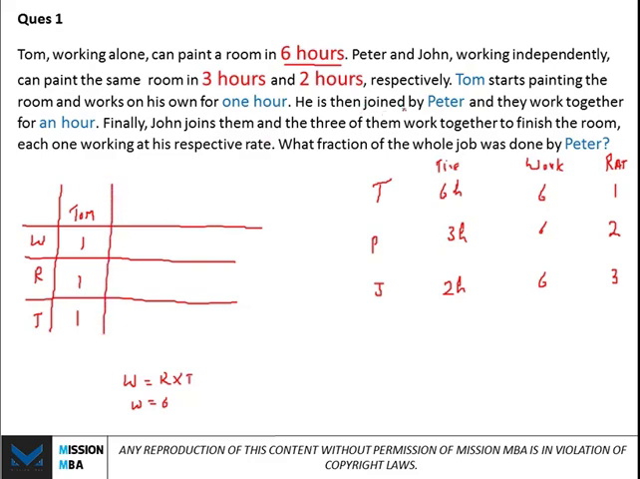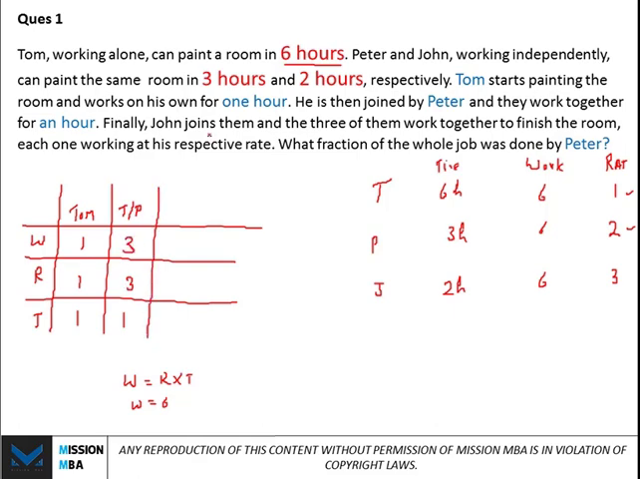What happens after that? After that, he is joined by Peter and they work together for another hour. So now we are again at 1 hour and now we are working with Tom and Peter. So write down here if you need it later for revision. So Tom and Peter, we have a rate now of 2 plus 1, which is 3. Work done will be 3.